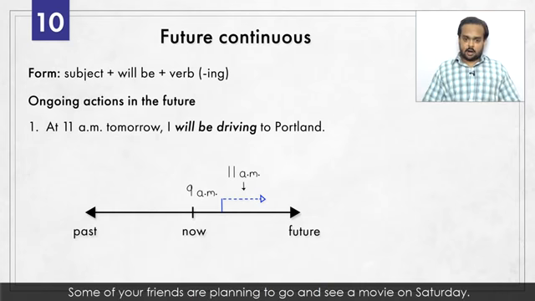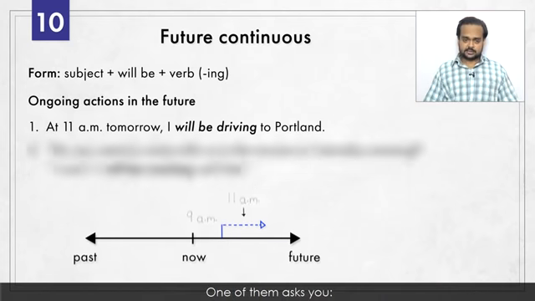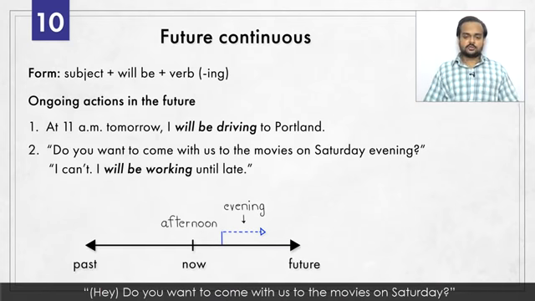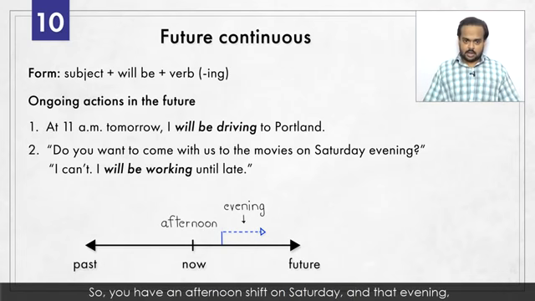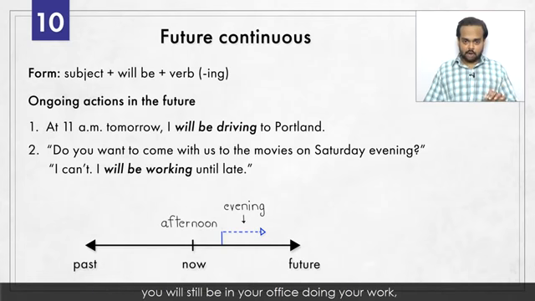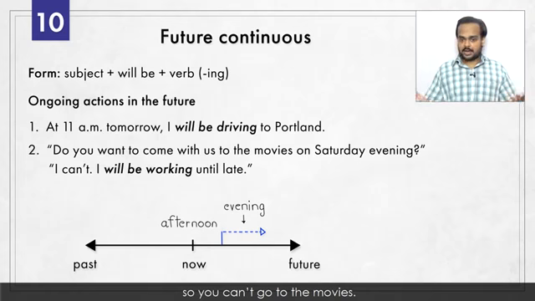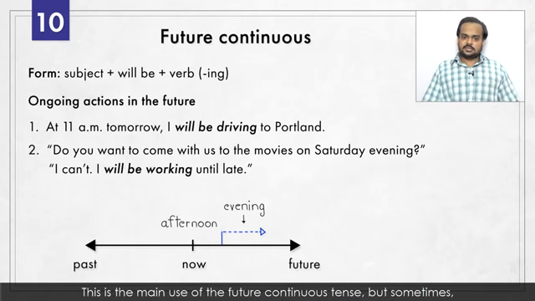Here's another example. Some of your friends are planning to go and see a movie on Saturday. One of them asks you, hey, do you want to come with us to the movies on Saturday? And you say, I can't. I will be working until late. Until late means until late at night. So you have an afternoon shift on Saturday, and that evening you will still be in your office doing your work, so you can't go to the movies. This is the main use of the future continuous tense.